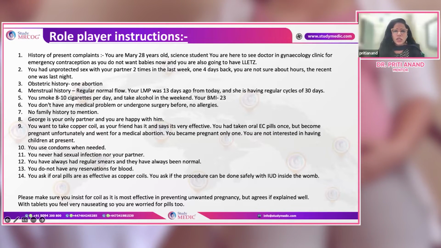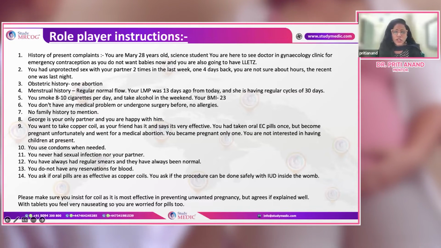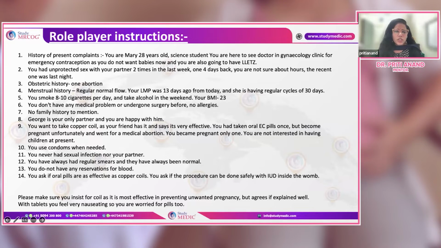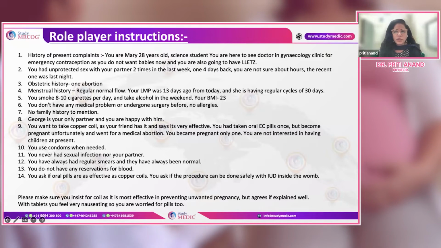She smokes, she takes alcohol, her BMI is 23. Again, BMI is very important. Why? Because the dose of oral drugs will depend upon BMI. Okay, in case of LNG, copper IUCD, you're not giving her then. No medical or surgical problems, no allergies, no family history of concern, only one partner, she's happy.